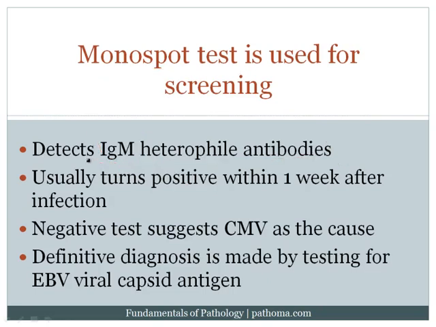The monospot test usually turns positive within 1 week after infection. If it's negative, it could be that we tested too early, or it could be that the disease is actually due to CMV. When the disease is due to CMV, the monospot test is usually negative. And again, CMV is also an important cause of infectious mononucleosis, and examiners like to go after that. So a patient who's got the classic signs and symptoms of infectious mononucleosis but doesn't have EBV, think about CMV.